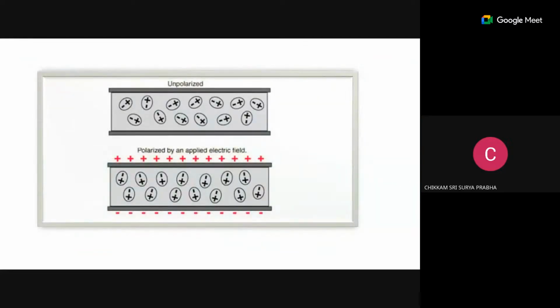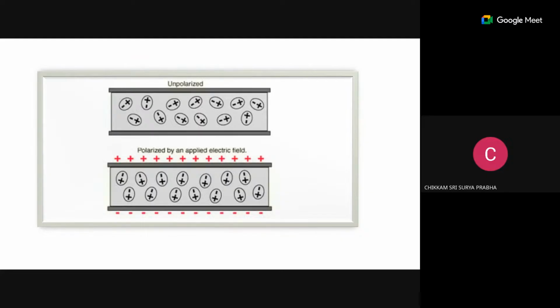Here, the top diagram shows molecules having positive and negative charges which are randomly oriented, which means no external field is applied. In this case, the positive and negative charges cancel each other. So we can say that the material is electrically neutral, and the material is unpolarized.